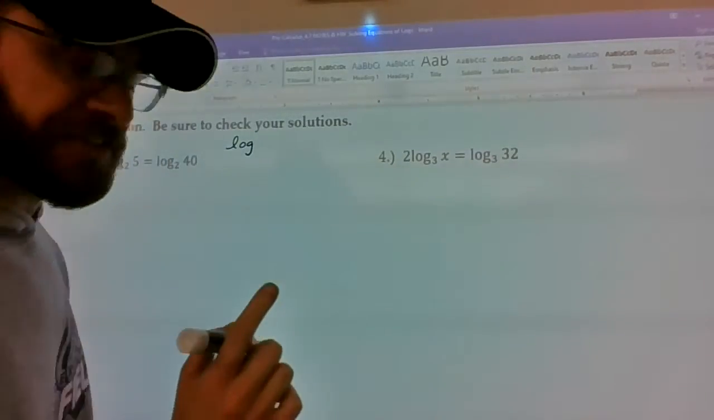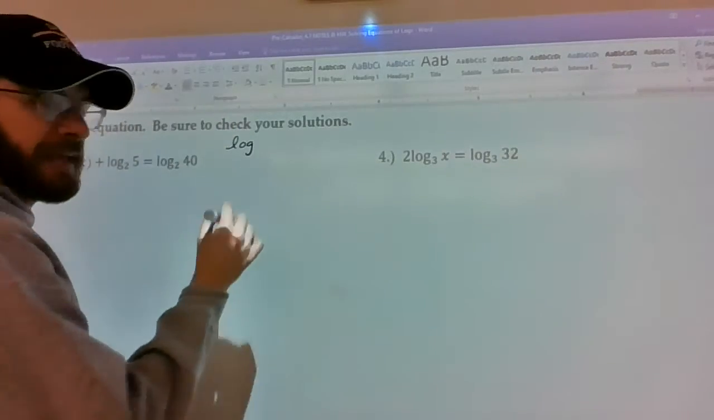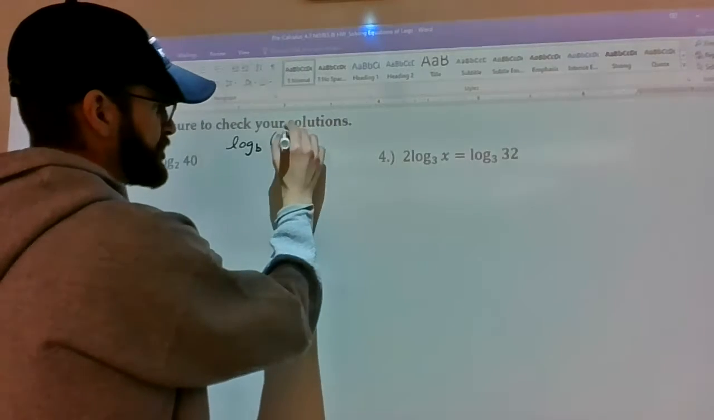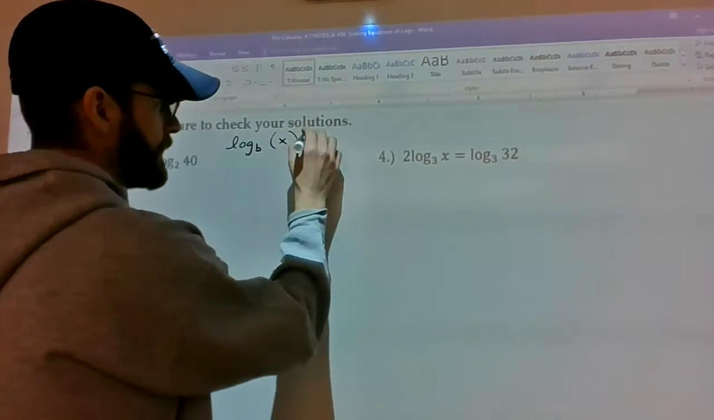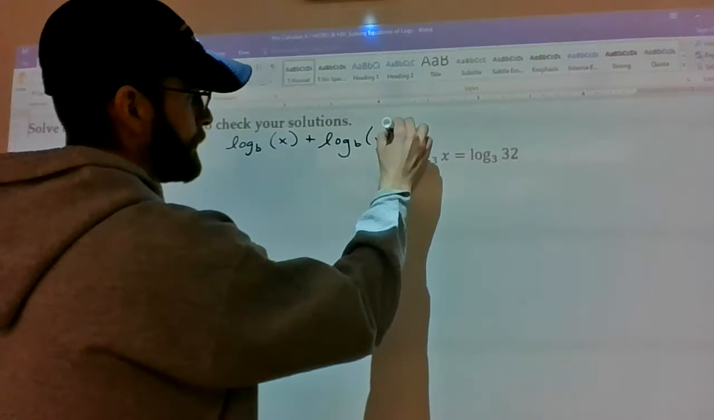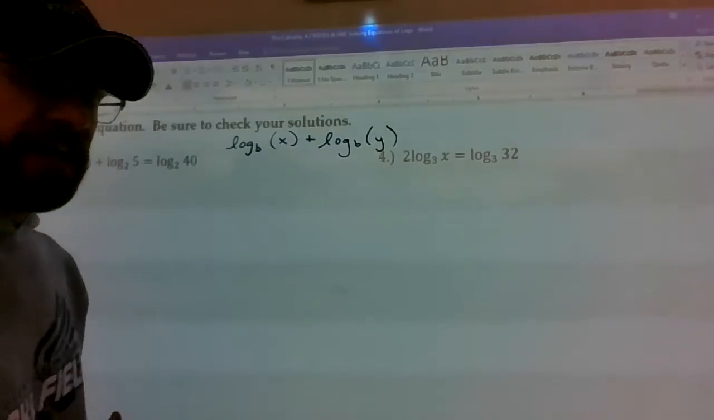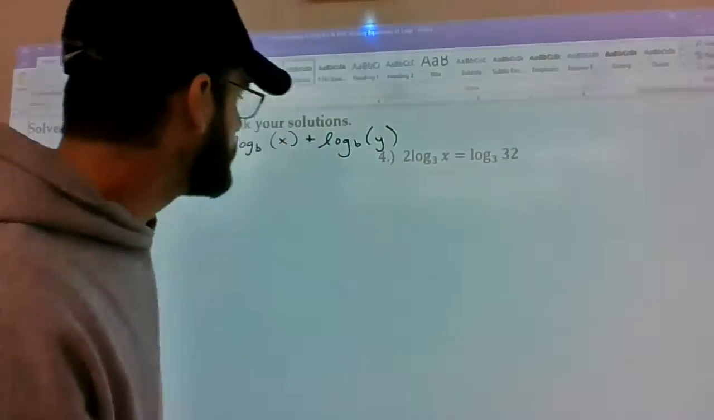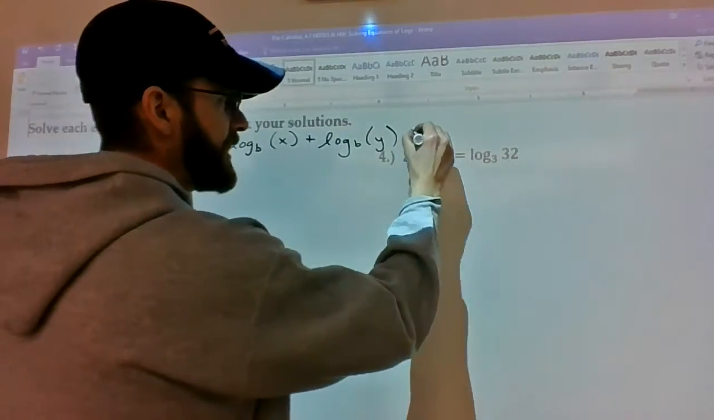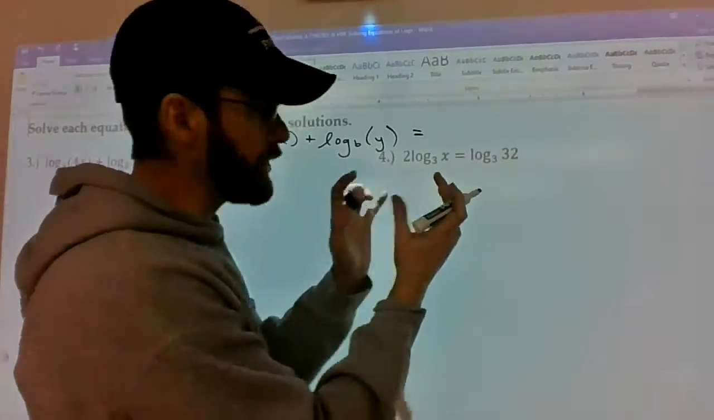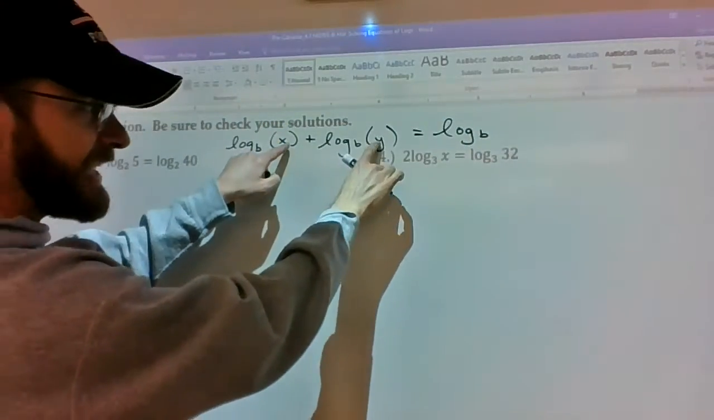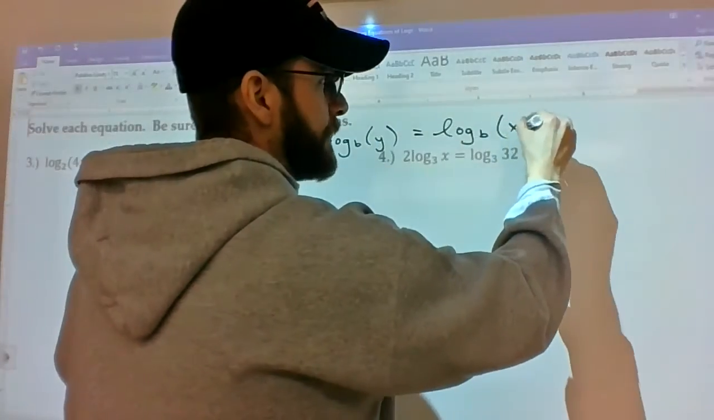Let's say we have logs of the same base. Let's say that the base is b, and one of them is, let's just call it x, and we're adding the same log base, but it's a different number, y. There's a property that says if you are adding two logs together with the same base, then you can combine the logs with that same base, and instead of adding the two together, it becomes multiplication.